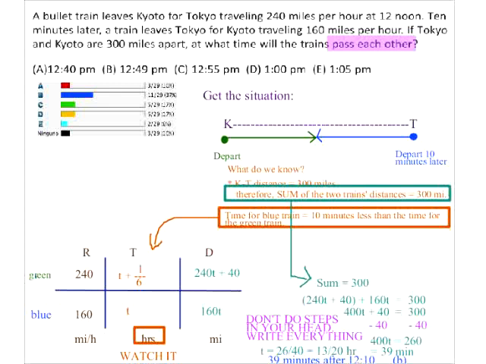If we were evil people, we would have had 12:39 as an answer choice. This is one of the problems in our strategy guide. But I guess we decided not to be that evil. Okay. If anybody has questions about this particular approach, please type them in the text box.